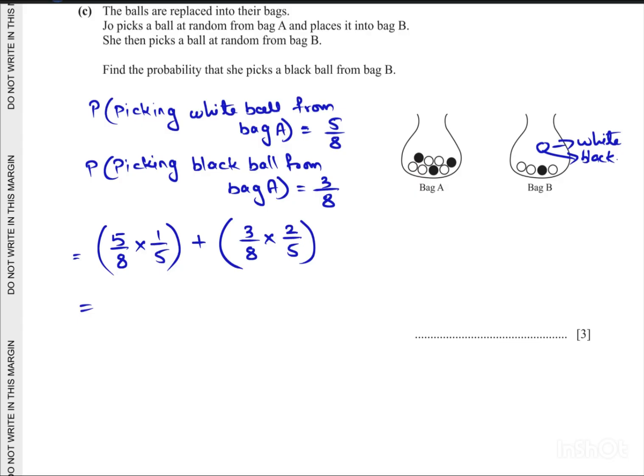So 5 by 8 into 1 by 5 is 5 times 1 is 5, 8 times 5 is 40, plus 3 times 2 is 6, and 8 into 5 is 40. So that is 11 by 40. This is the probability of picking the black ball.